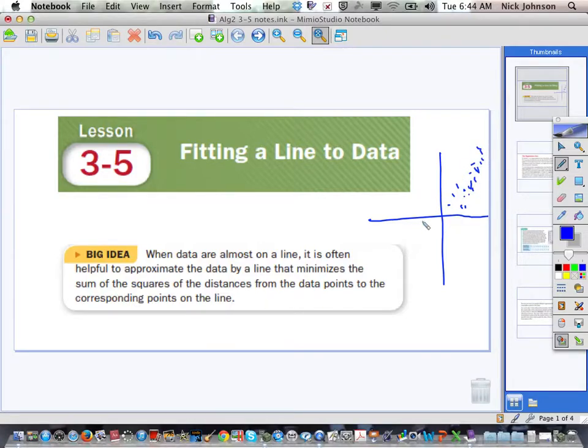that almost look linear. But what's going to happen is our calculator, if you remember from Algebra 1, is going to make a line of best fit. And what this line does is it helps us predict things, okay? Now, it helps us predict things based off of whatever the range of our data is.